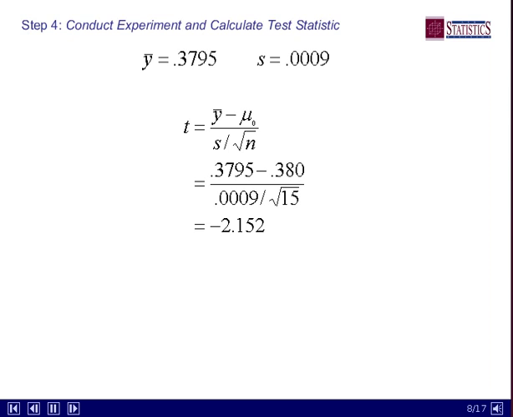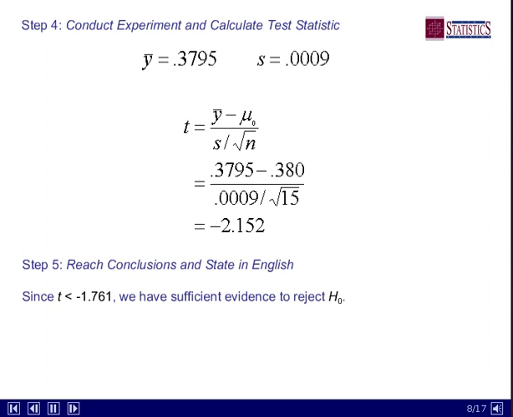Well, step 4, we have to conduct the experiment and calculate the test statistic. So we take our data that we had from our sample, and we find the mean, and we find the standard deviation. Then we run it through that t calculation. So we take our mean from our sample and subtract the target and divide by the standard deviation over the square root of the sample size. And that turns out to be minus 2.152.